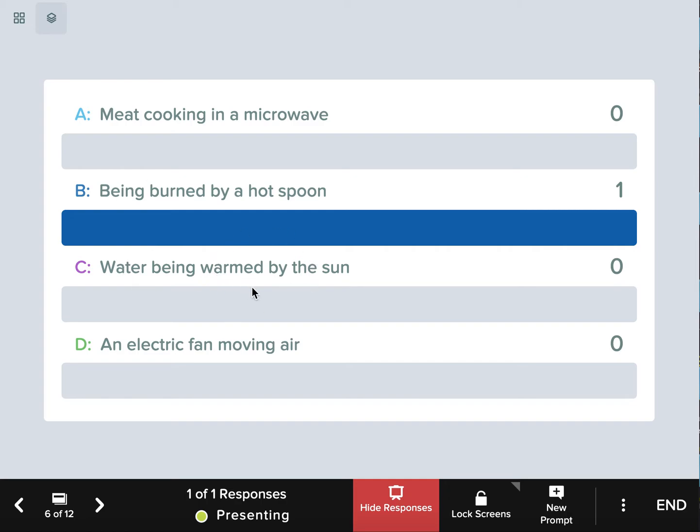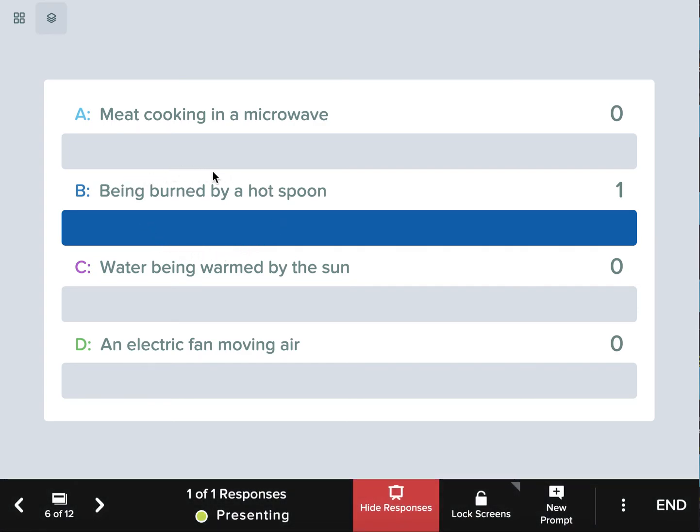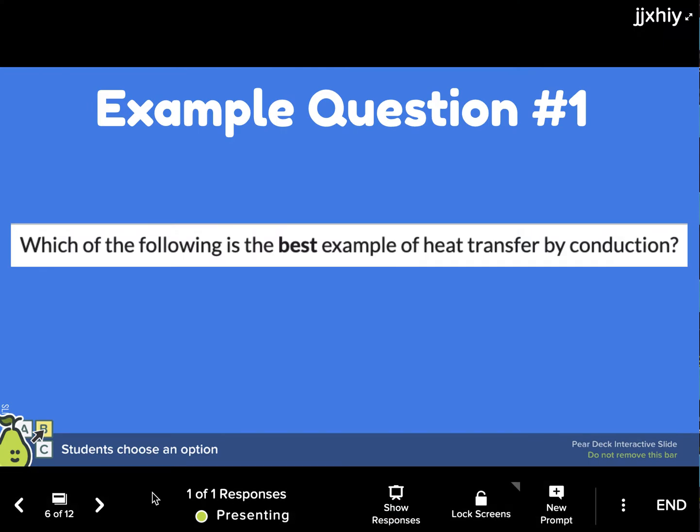Water being warmed by the sun. Again, the sun and the water are not touching each other, so that is definitely not conduction. This is actually an example of radiation. An electric fan moving air. The electric fan actually comes from electrical energy, so it's different from thermal energy. So the correct answer in here would be right here. Being burned by a hot spoon is an example of conduction.